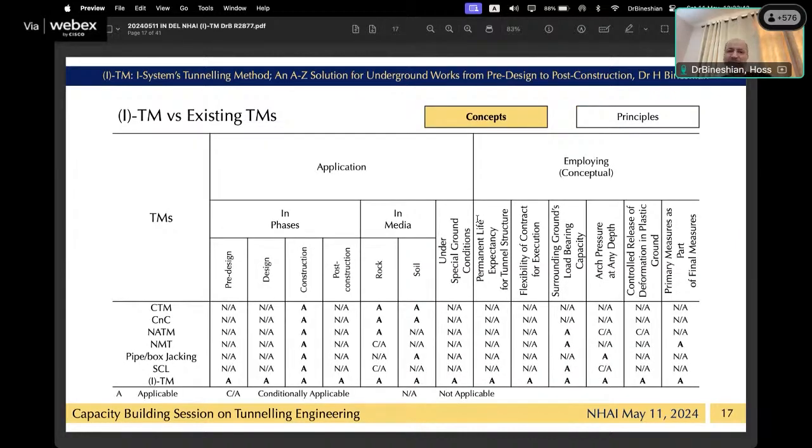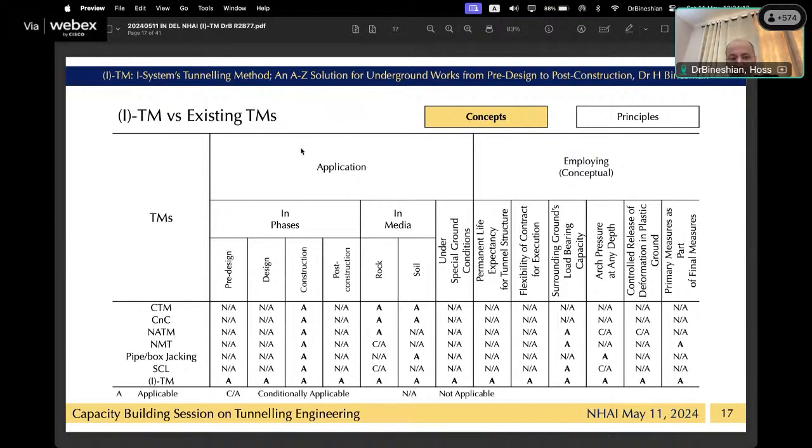Let's compare it with other tunneling methods in more detail. If you see the left column, it is in the TMs. TM stands for tunneling methods. CTM stands for conventional tunneling methods. CNC is cut and cover. NATM, known to you. NMT is Norwegian method of tunneling. Pipe or box jacking. SCL is sprayed concrete liner tunneling method. And ITM is I-system's tunneling method.